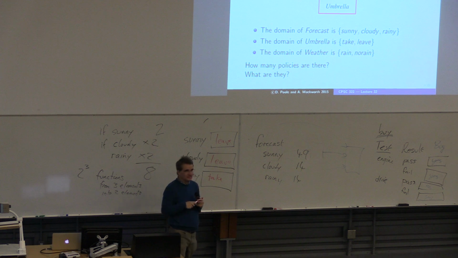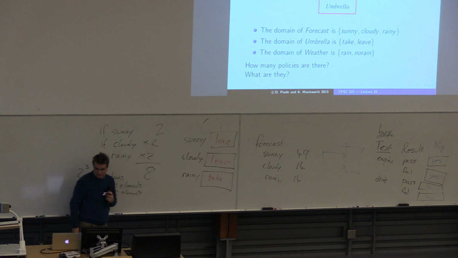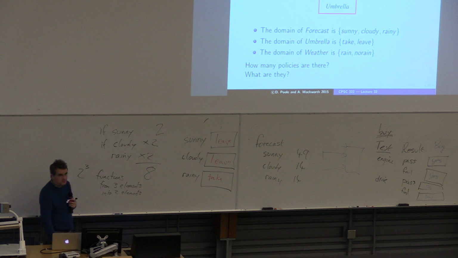So if we got rid of forecast, then there wouldn't be a line between weather and umbrella? If we got rid of, no, that's from the utility. There's a line between weather and umbrella because of the utility function. Okay, any other questions?